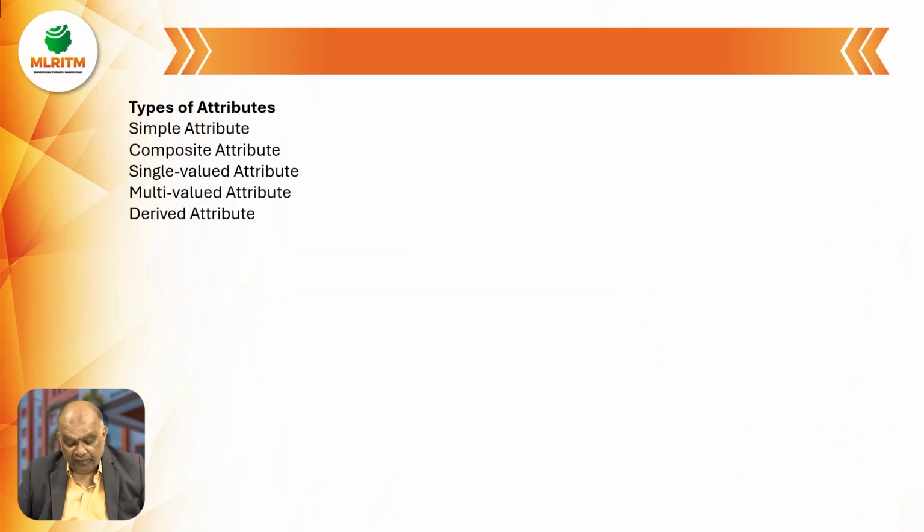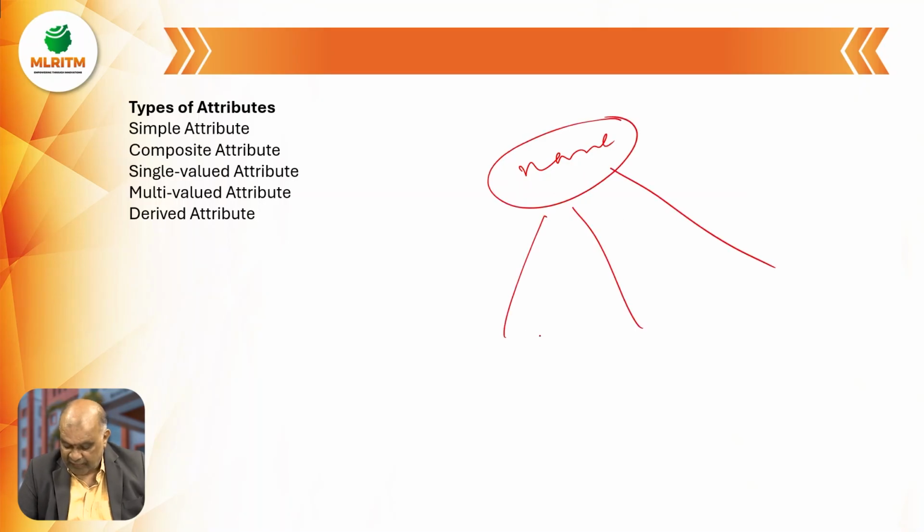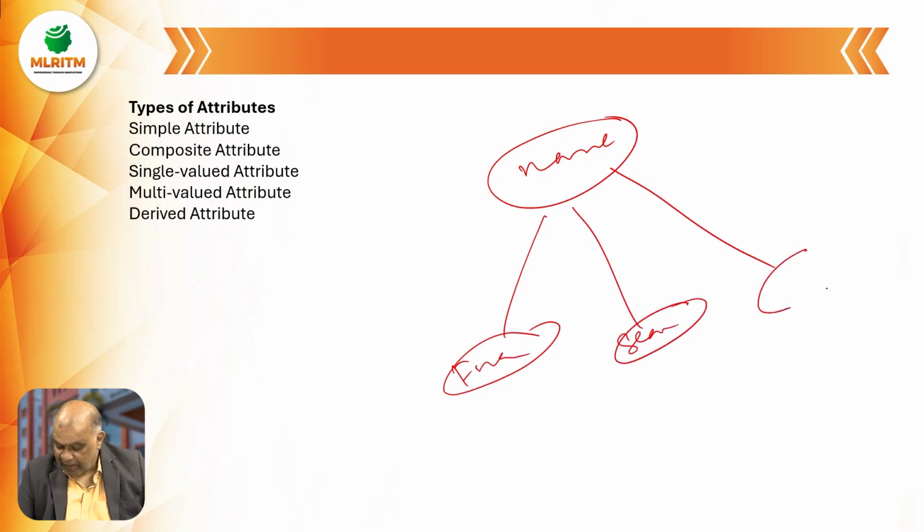The types of attributes are simple, composite, single valued, multi-valued, and derived. Single valued means an attribute has only one value, like your primary key attribute. Multi-valued means, suppose there is an attribute name, that can be split into first name, second name, and last name. So this single attribute can be divided into first name, second name, third name. If that is the case, it is called a multi-valued attribute.